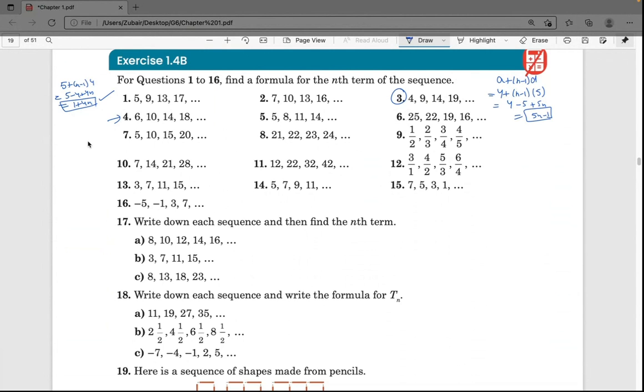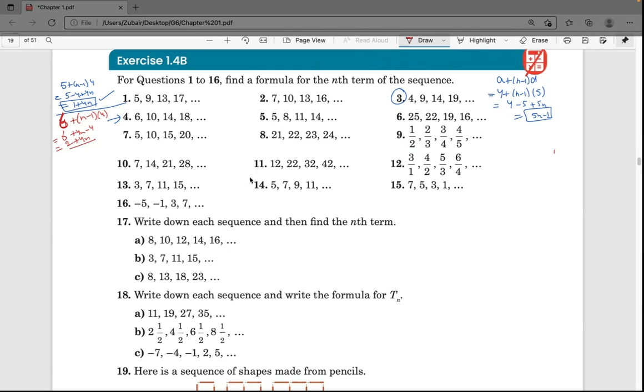Look at question number 4. So we can clearly see the difference is plus 4. 6 plus 4 is 10, 10 plus 4 is 14, 14 plus 4 is 18. Let's change colors to avoid mixing. So A plus n minus 1 into D. A is 6. 6 plus n minus 1 into D. So 6 plus 4n minus 4. And it simplifies to 2 plus 4n.